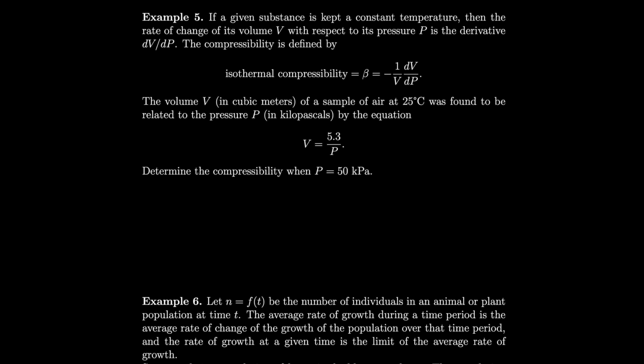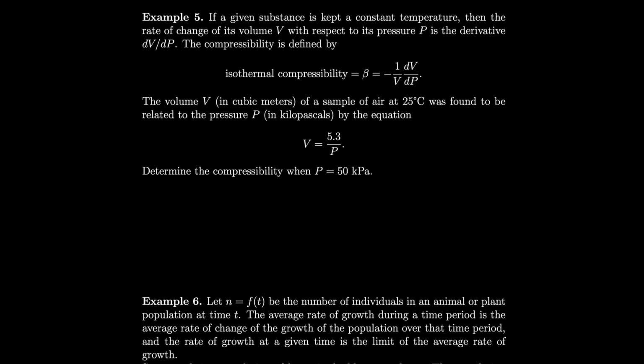Example 5. If a given substance is kept at a constant temperature, then the rate of change of its volume V with respect to its pressure P is the derivative dV/dP. The compressibility is defined by this isothermal compressibility beta equals minus 1 over V times dV/dP. The volume in cubic meters of a sample of air at 25 degrees Celsius was found to be related to the pressure P in kilopascals by the equation V equals 5.3 over P. Let's determine the compressibility when P is 50 kilopascals.